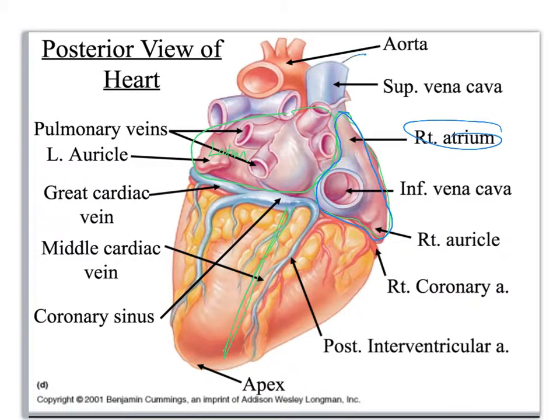And you'll see openings for the superior vena cava and the inferior vena cava into the right atrium. There's one more hole, and that's going to be right here. And this is for the coronary sinus to empty its blood into the right atrium. So there are three paths for deoxygenated blood, venous blood, to get back into the right atrium. That is the superior vena cava, the inferior vena cava, and the coronary sinus, okay?